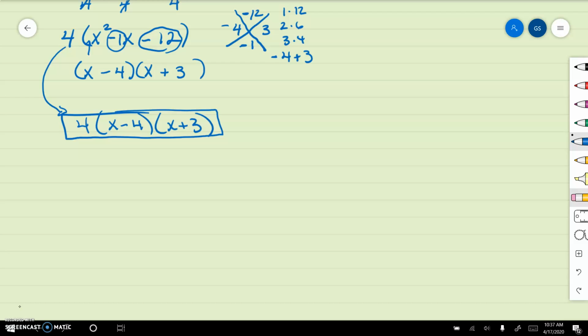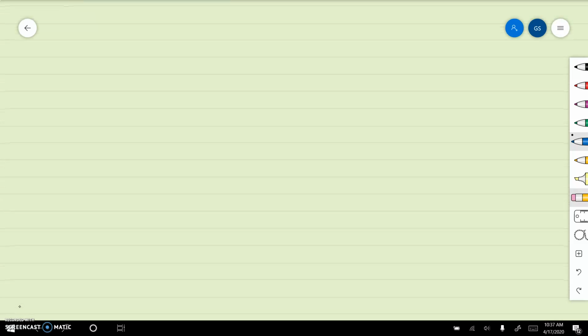Okay, I'm going to roll down here again. One more. Number 4. Number 4 is 6x squared plus 8x minus 30. Okay, so it is a trinomial. We are going to use that x method, but first we have to find our GCF.